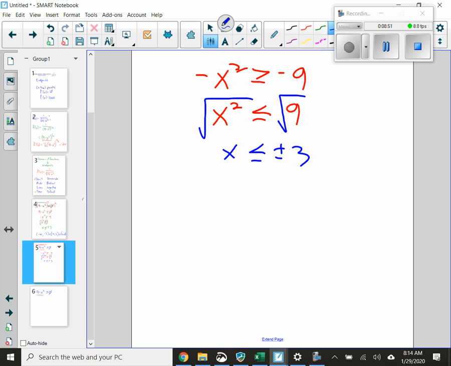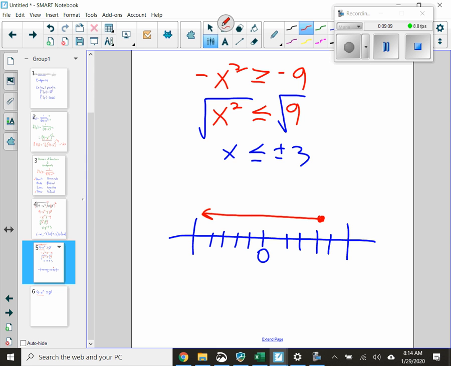So if I drew that on a number line, x less than or equal to plus or minus 3, here's 0, 1, 2, 3, 4, 5, 1, 2, 3, 4, 5. That would look like this, less than or equal to positive 3, so that would be here going that way. And less than or equal to negative 3 would be here going that way. So really that would be telling me that from negative 3 that way is part of the domain. But that is incorrect.